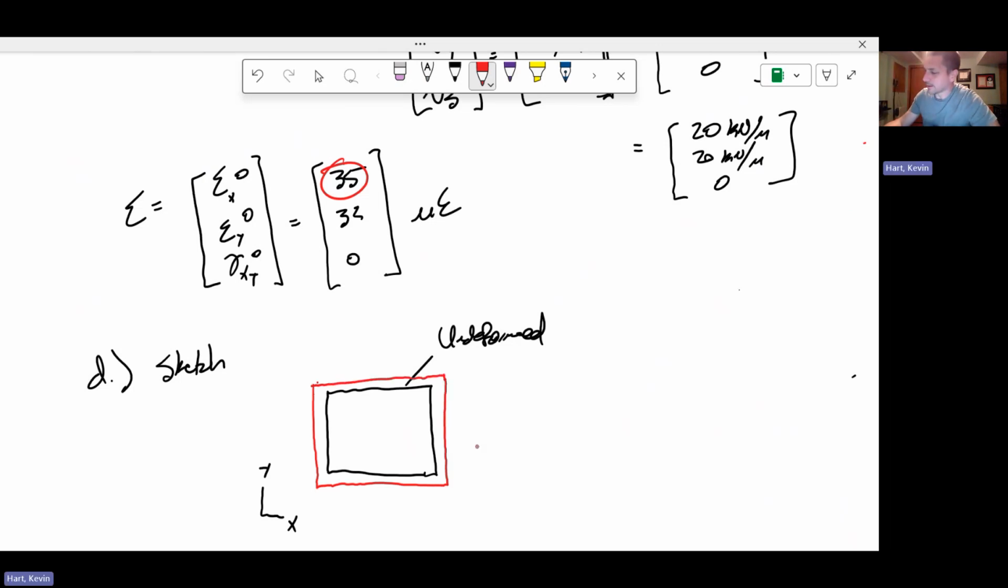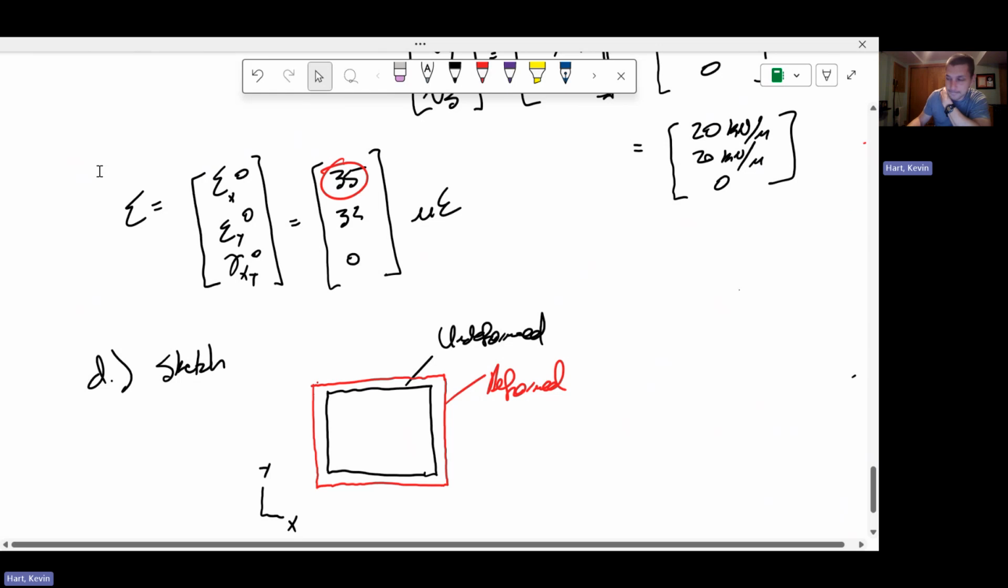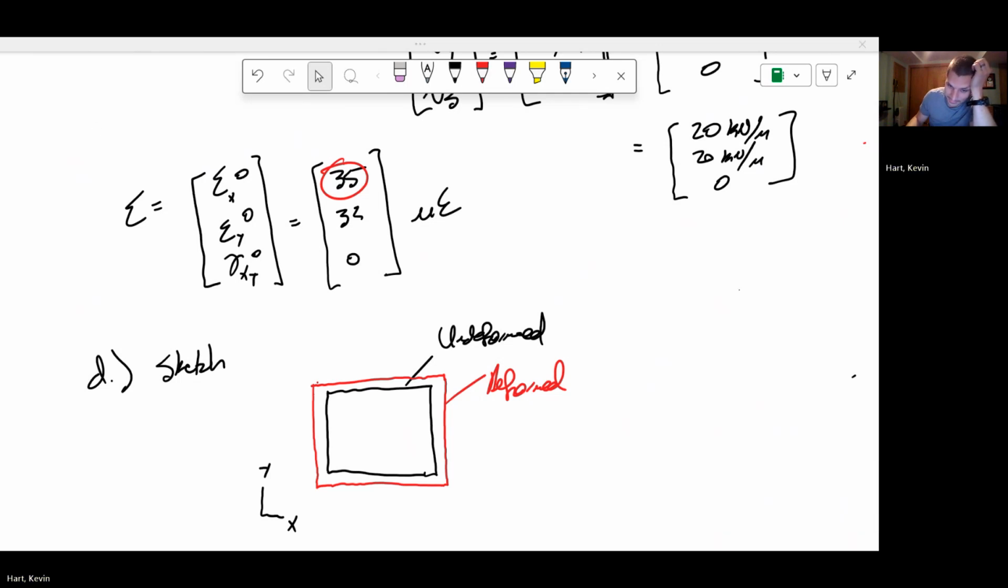That's the end of the problem. So more deformation in X than in Y, but not a lot. It makes sense that the deformed case is longer in X and Y because you're pulling in tension in X and in Y. So generally, this makes sense, and you like to see that. That's going to be the end of this.